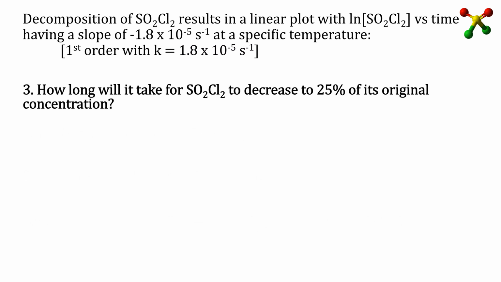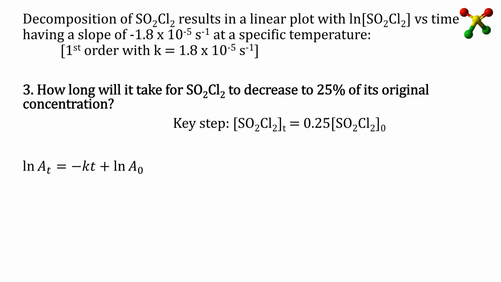The third problem asks, how long will it take for SO₂Cl₂ to decrease to 25% of its original concentration? The key step needed to solve this problem is to recognize that the SO₂Cl₂ concentration at time t, which we don't know yet, is equal to 25%, or 0.25 times the initial concentration of SO₂Cl₂. We'll use the integrated rate law for a first-order reaction, as shown here, and simplified with A representing SO₂Cl₂.